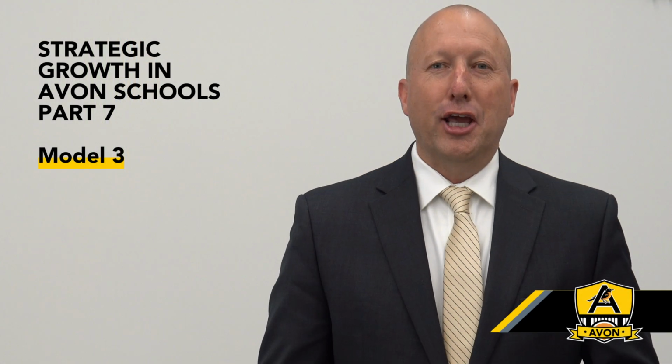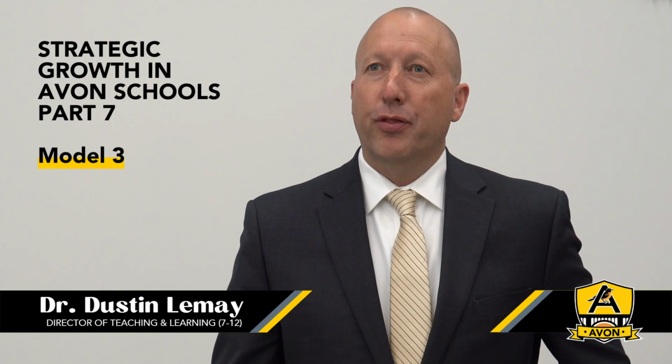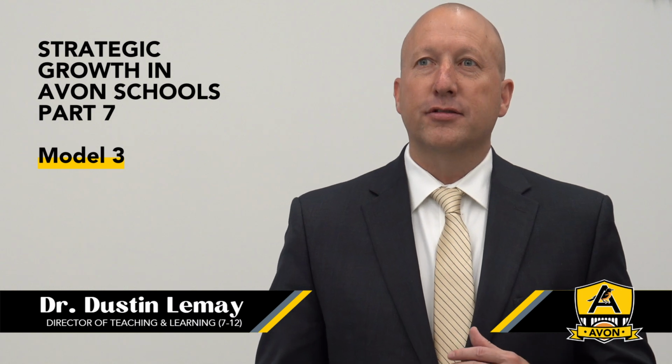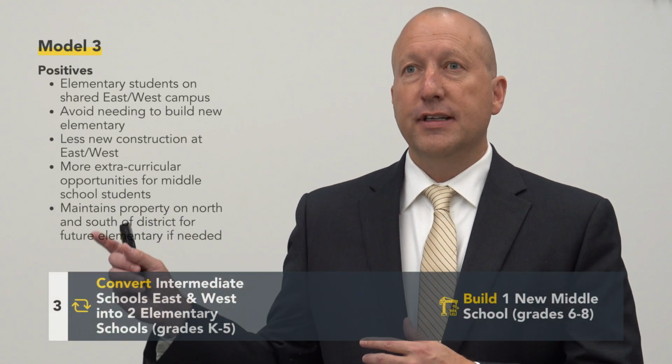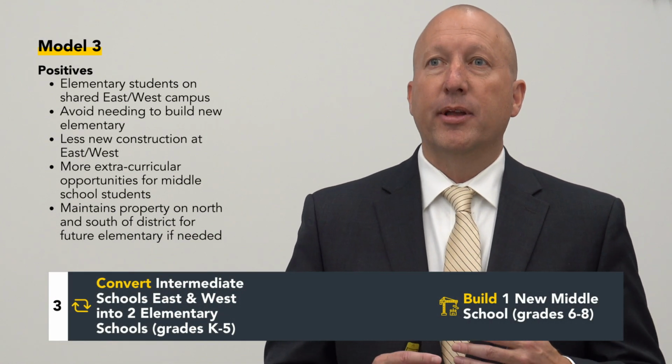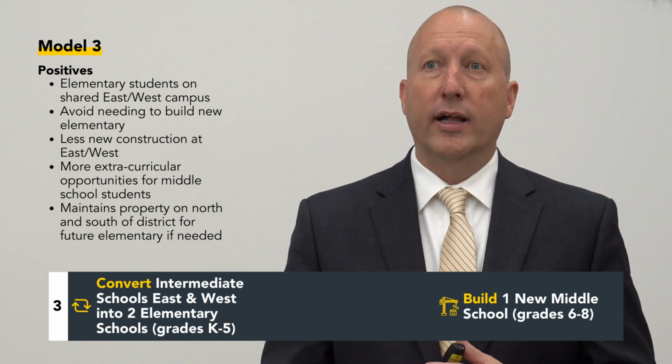We are now ready to look at our third model. In Model 3, we convert intermediate schools east and west into 2 elementary schools that would both be grades K through 5. In this model, we will need to build 1 new middle school, which would serve grades 6 through 8. So as you can see in the positives for this model, elementary students are shared on an east-west campus.